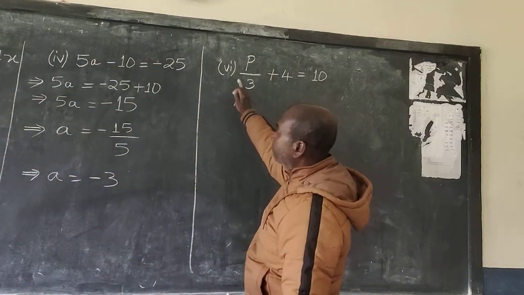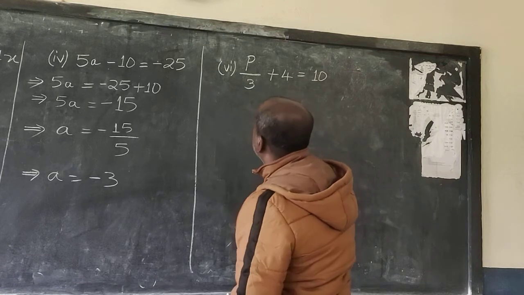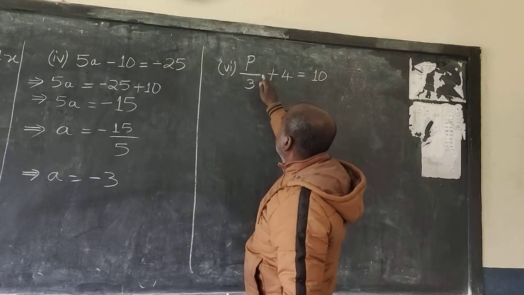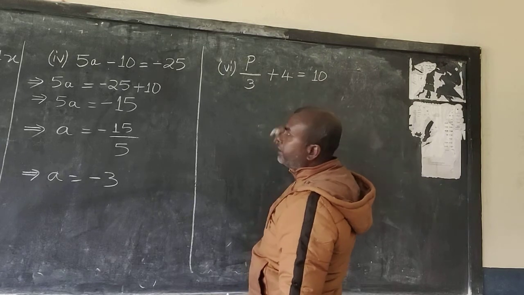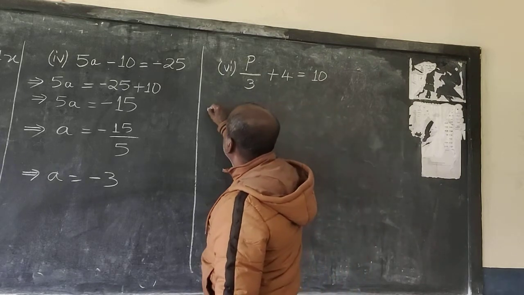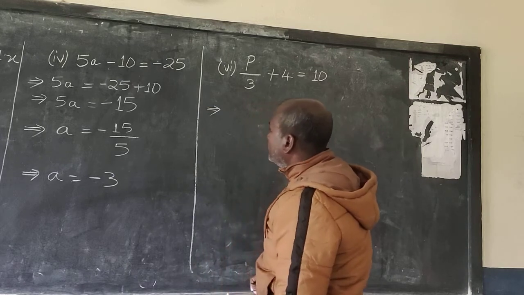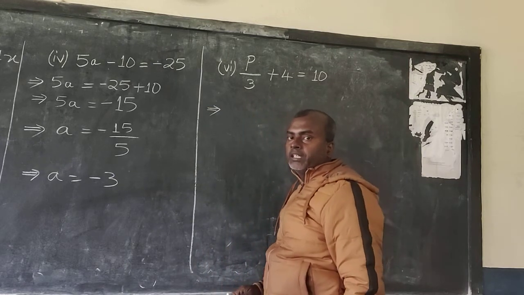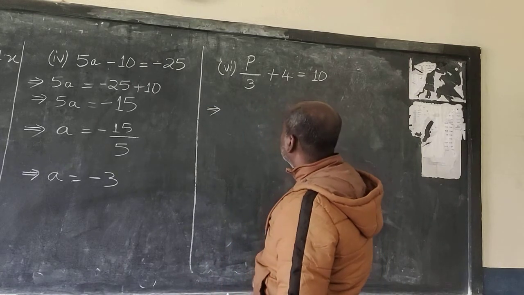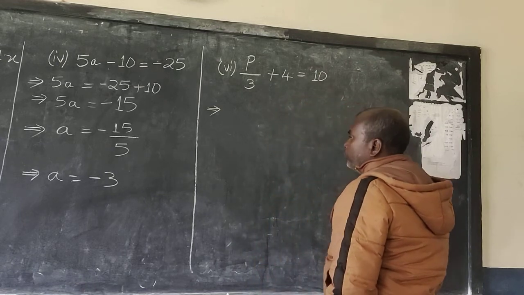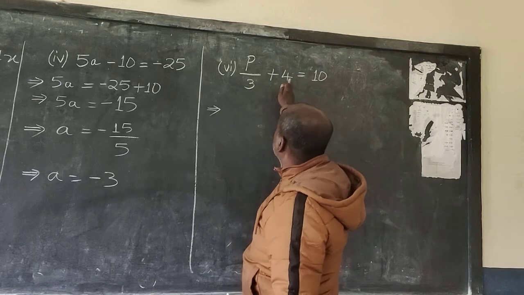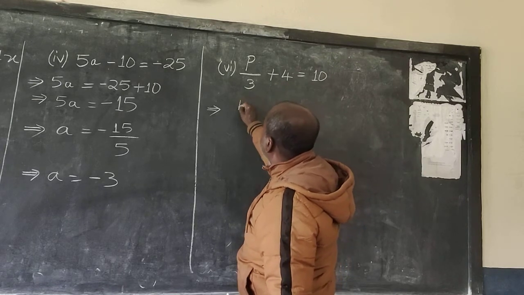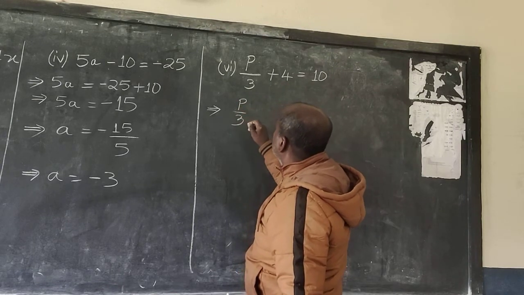Okay, coming to the sixth part now. Here you have t divided by 3, or t by 3 plus 4 equals 10. p by 3 remains as it is.